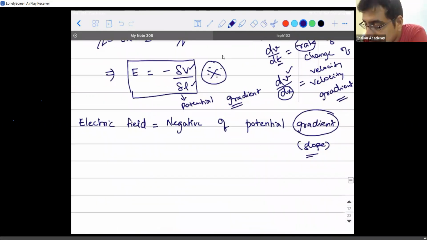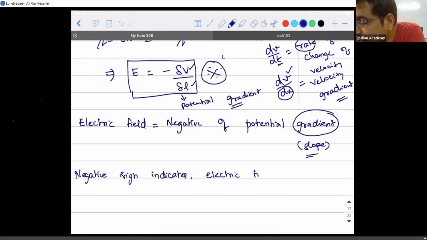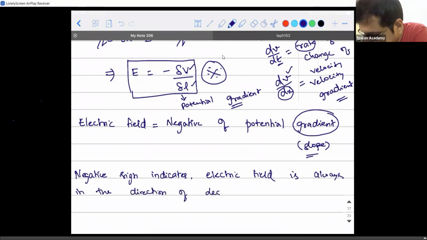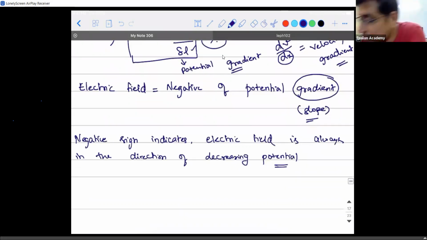Here, the negative sign has an indication. The negative sign indicates that the electric field is always in the direction of decreasing potential. This is an important point, make a note of this. There are two important things we have learned today. One is that the electric field is always perpendicular to the equipotential surface. Secondly, the direction of the electric field is always in the direction of decreasing potential.